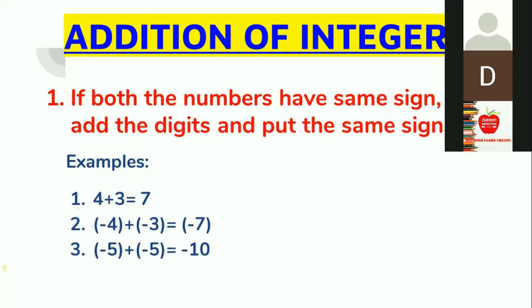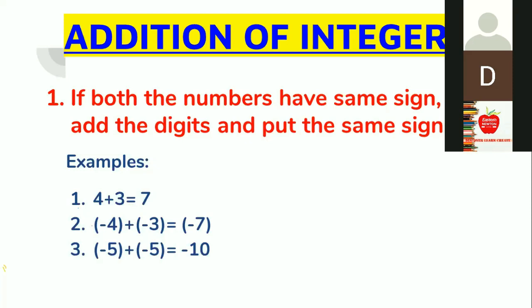First, you have to add the digits and put the same sign. So what are you doing? Both are the same sign, 4 and 3. What is the sign? Both are positive values. We have already discussed, if the numbers are positive, there is no need to put a negative sign in front of the number.